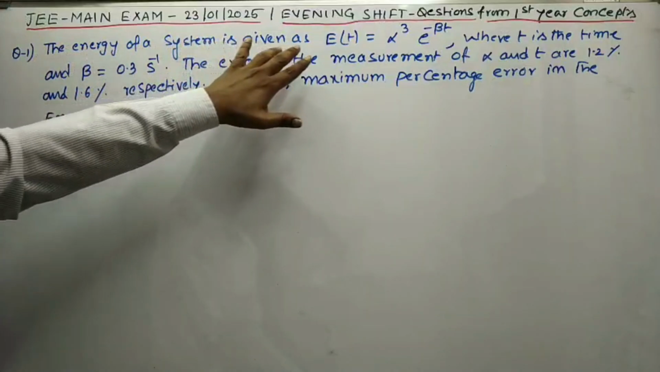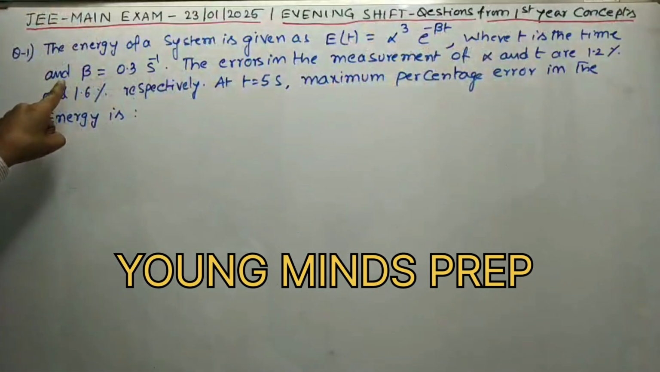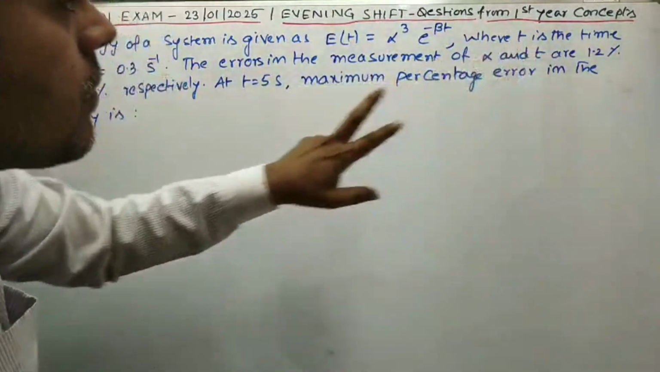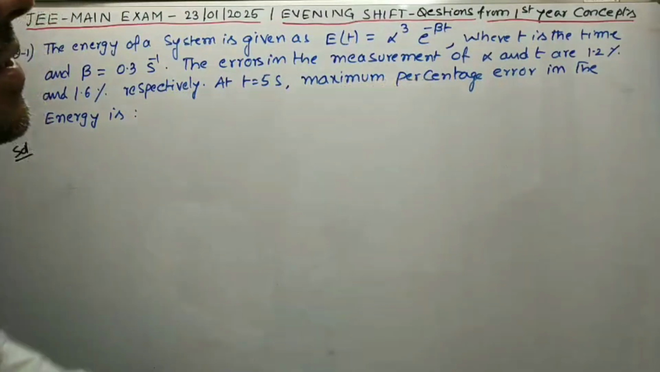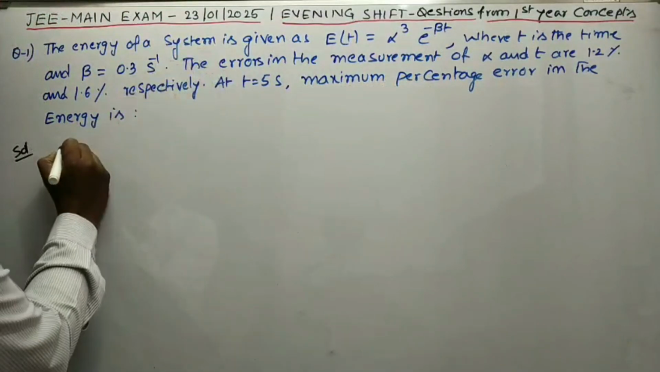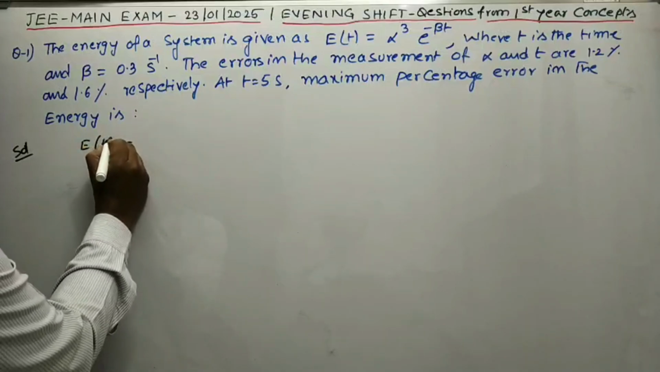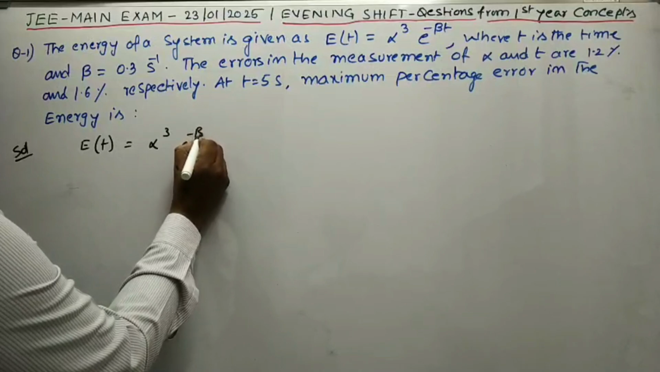The energy of a system is given as E(t) = alpha cube into e power minus beta t, where t is the time and beta is a constant. The errors in the measurement of alpha and t are 1.2 and 1.6 respectively. At time t equal to 5 seconds, the maximum percentage error in the energy is? So what is given? Energy is a function of time. That means with respect to time, energy changes. How does it change? Alpha cube into e power minus beta t.